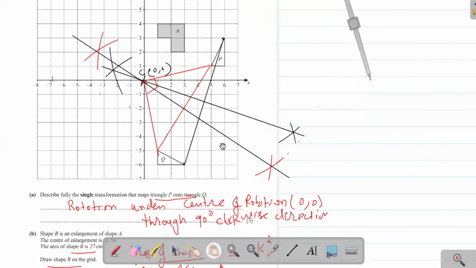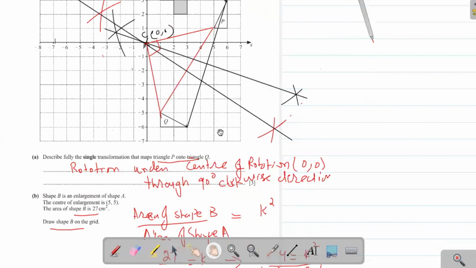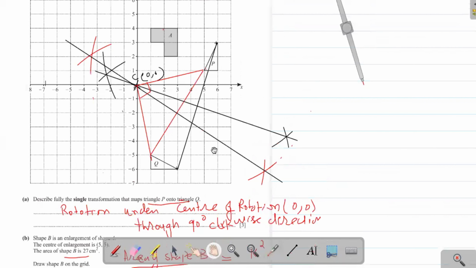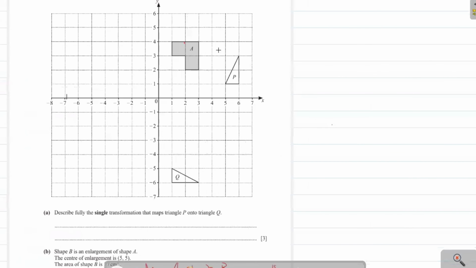Next, we will draw the enlargement figure, and we will find the coordinates of the enlargement shape. You see here the center of enlargement is (5, 5). This is the point (5, 5). Now we will mark this point. Now we will take the object points from this center of enlargement.